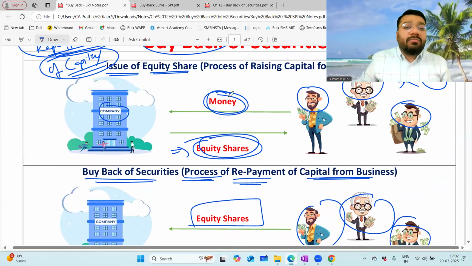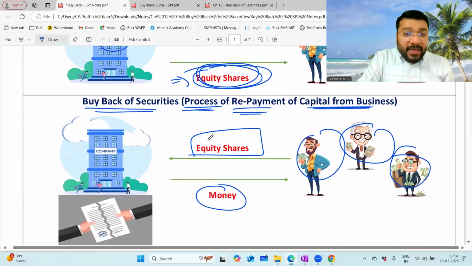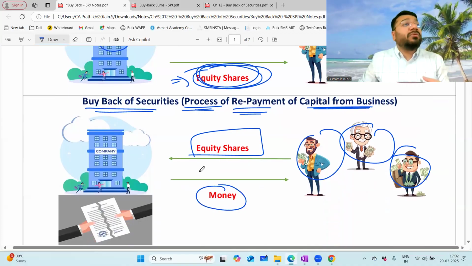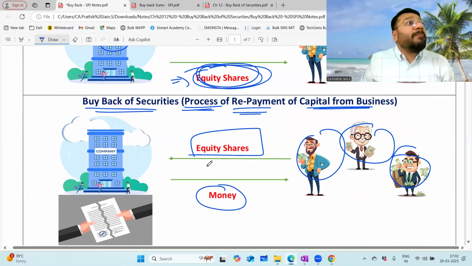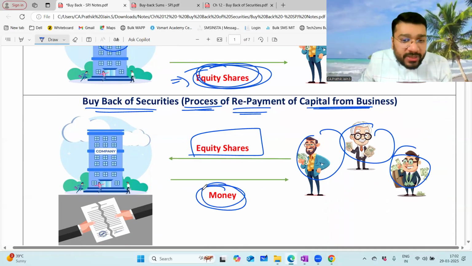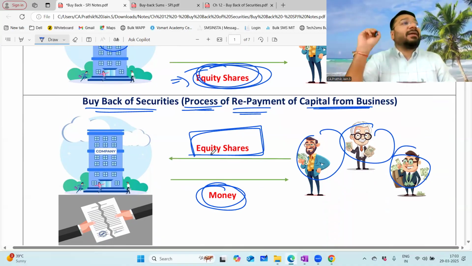Here, when the company took money from the public, the company in return had issued a document called an equity share certificate. Correct? Now, in the same way, when the company wants to get the share certificate back, what would you give as a company to the shareholder? Money. So when you give money to the shareholders, in return, what will they surrender? They will surrender the equity share certificate.